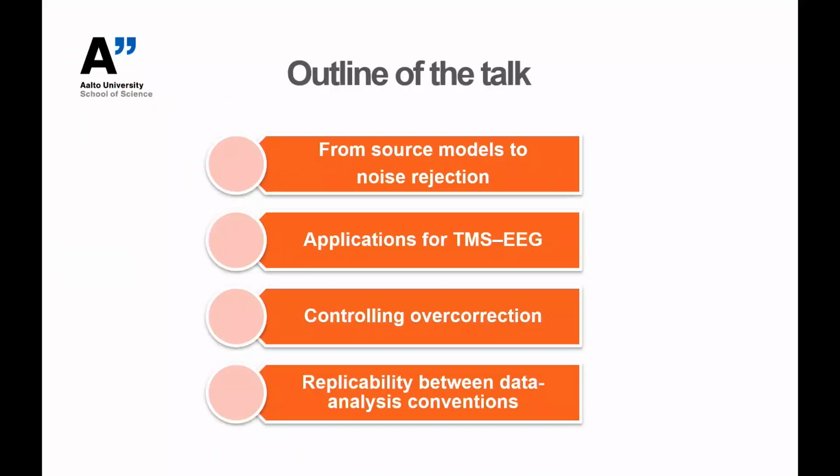So overall, I will present mainly methods that are based on source modeling. I will first introduce why source modeling could be interesting in the context of artifact and noise removal. Then I will present a couple of applications for, in particular, TMS-EEG. And one interesting question that is always related to artifact correction is: how can we make sure that we are not actually suppressing our signals of interest too much? I will give you some ideas about controlling the possible overcorrection. And then, if we have time in the end, I want to give you a couple of words about the replicability between different data analysis conventions, in particular in the TMS-EEG field.